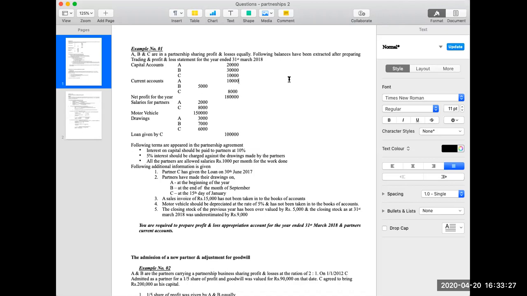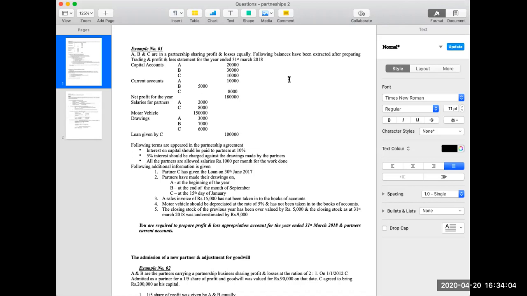But we have another adjustment. It says the dates of the drawings. A, at the beginning of the year, which means for the total year we can calculate the interest on drawings. Amount of drawings 3,000. Therefore, that into 5% comes to 150. That is the interest on drawings. How do we record the interest on drawings? Interest on drawings means current account debited and P&L appropriation account is credited by this amount.